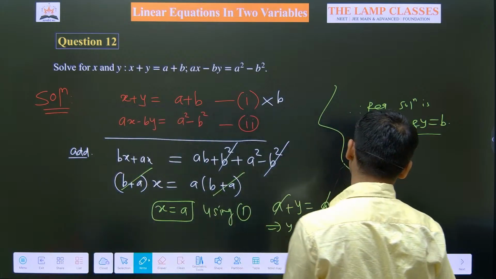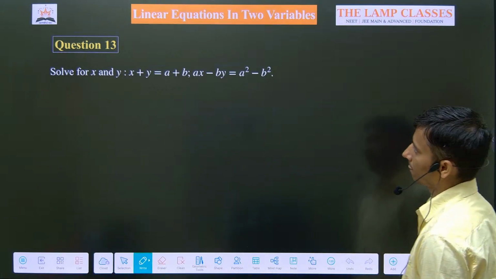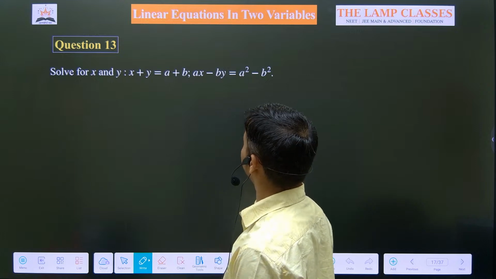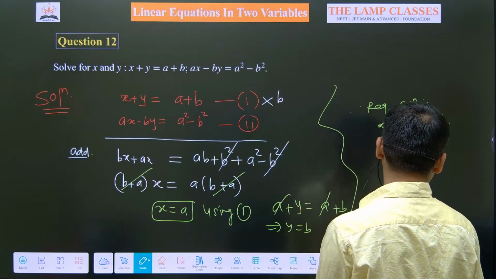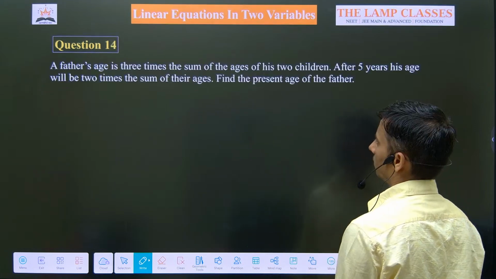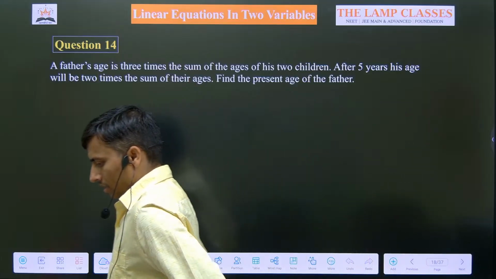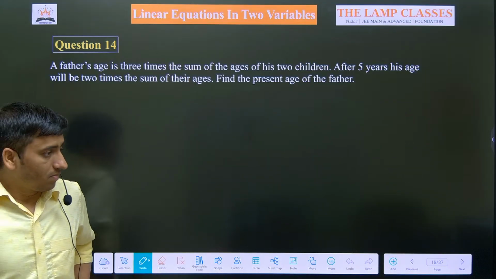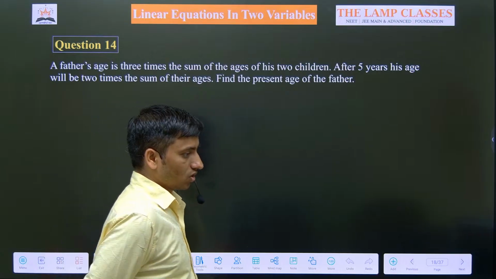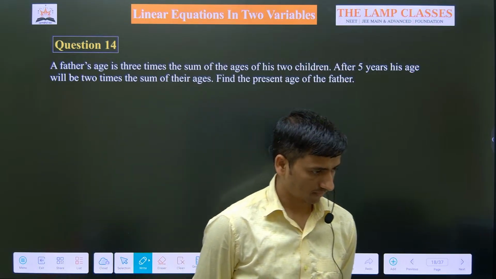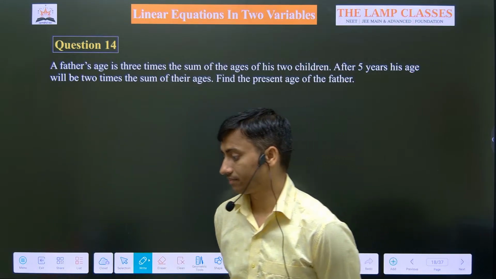Now let's do the next question then. Yeah, one more similar. Oh, it's the same, right? It's the same, so we can just do the next one now. Yeah, this is one word problem. So frame the equations first and let's solve it together. Read the question.